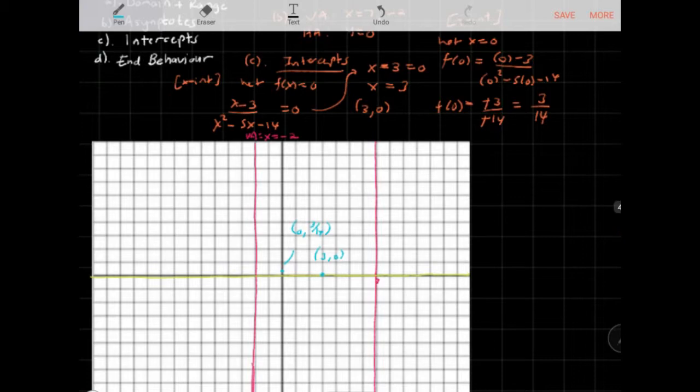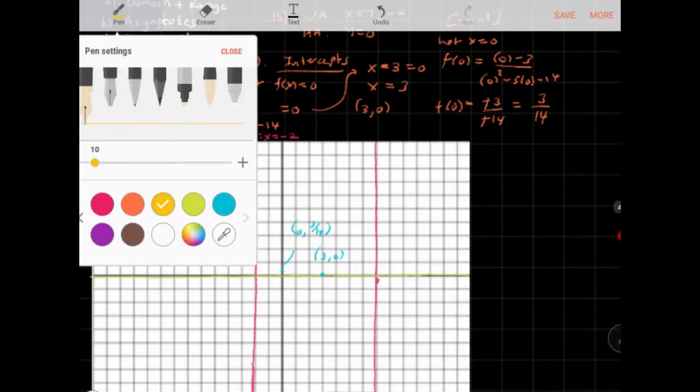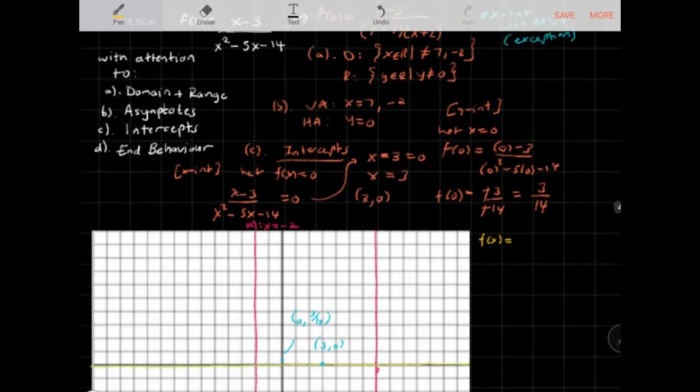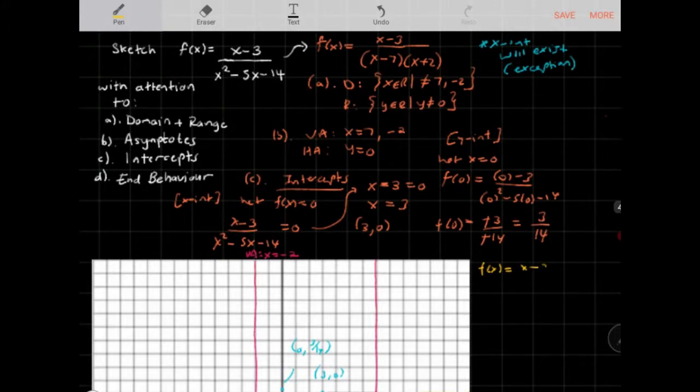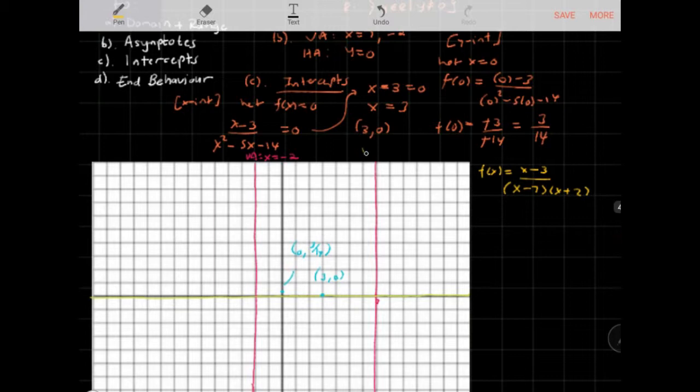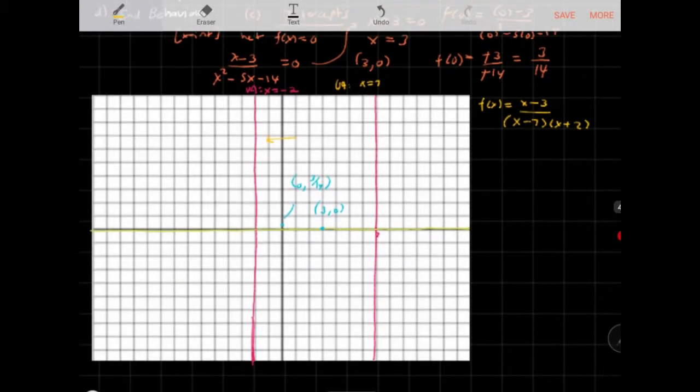Now what we want to do here is create a sketch. Because we have an x-intercept, we can understand that the graph is going to go through that x-intercept. To determine some of the behaviors of this function, I'm going to do some test points. So my function, f of x is equal to x minus 3 over x minus 7 times x plus 2. Now I'm going to take a look at a point that's close to one of the vertical asymptotes. So this is x is equal to -2, and this is x is equal to 7, the other vertical asymptote. Let's take a look at a value that's close to this vertical asymptote.